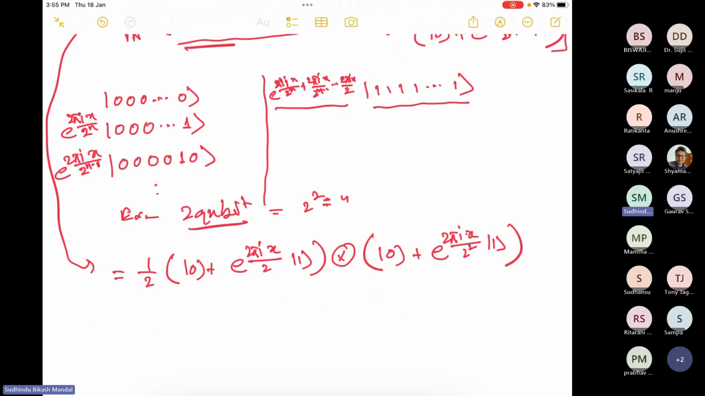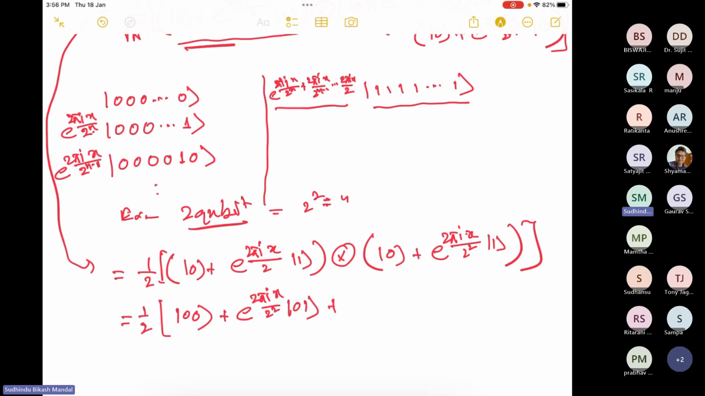Now you can easily compute this. I overlooked the normalization term. If I forgot to mention, don't mind. So 0, 0. Now 0, 1 is e to the power 2 pi x by 2 to the power 2, 0, 1. See, this is 0, 0, 0, 1. So for changing 1, 1, it will be 2 to the power n. Now n is 2. That's why 2 to the power 2 comes from this expression.